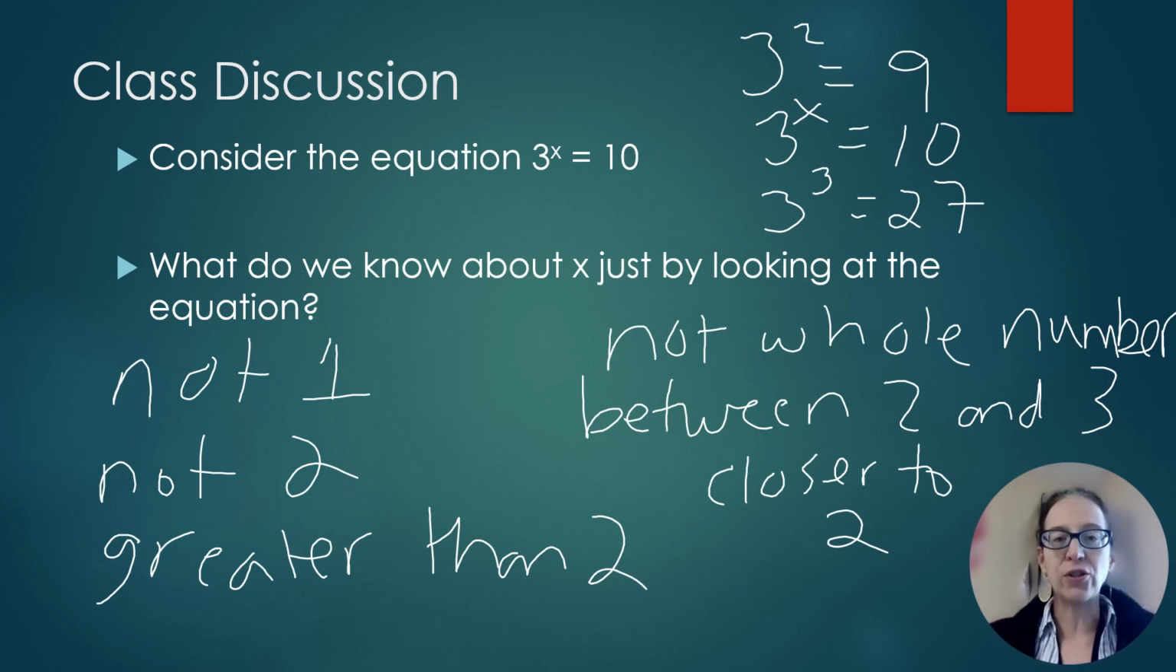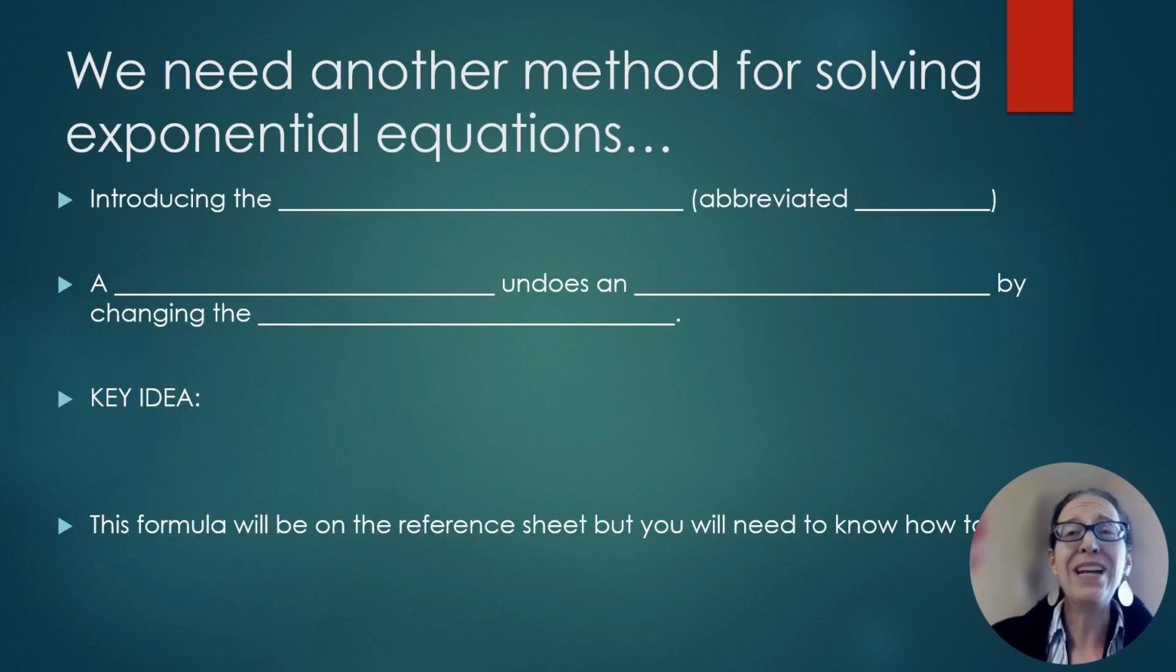Now, we do run into a bit of a roadblock here. We're at this point kind of stuck with maybe trial and erroring our way. You could try 2.1 or 2.2 and then maybe 2.15, however this is going to roll out. And that's not very efficient. So that brings us to this: we need another method for solving exponential equations.